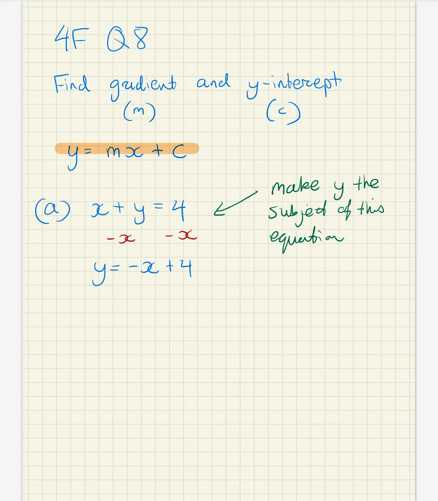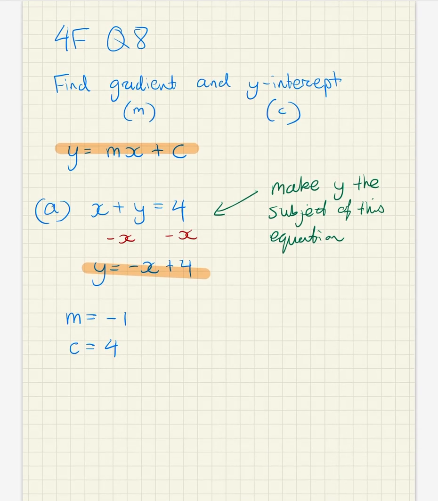So on the right hand side, we've got a term of positive 4 and a term of negative x. And if I write it in this order, then that mirrors very closely that form y equals mx plus c. And from this, I can now read that m equals minus 1, that's the coefficient of x, and c equals 4.